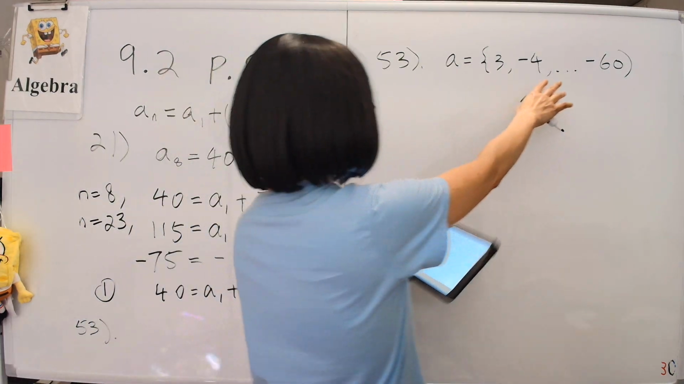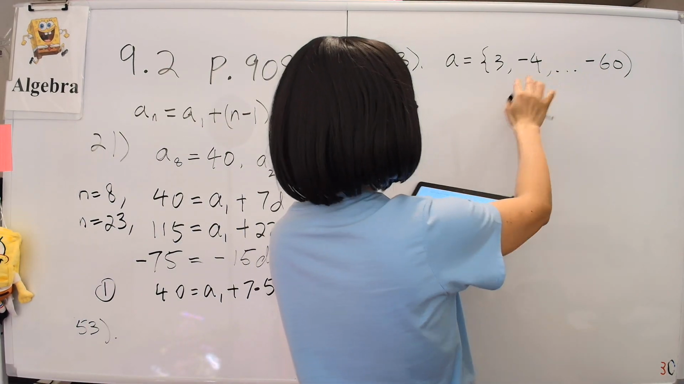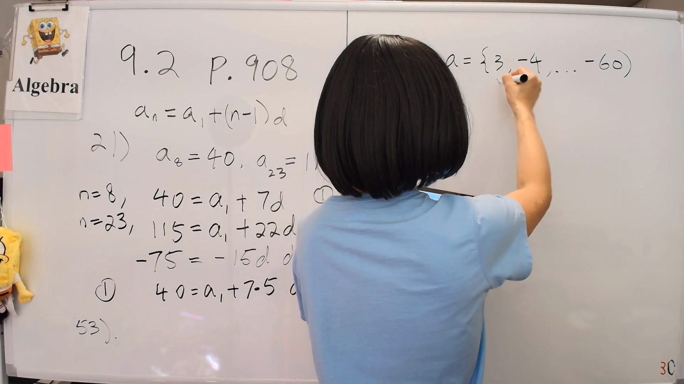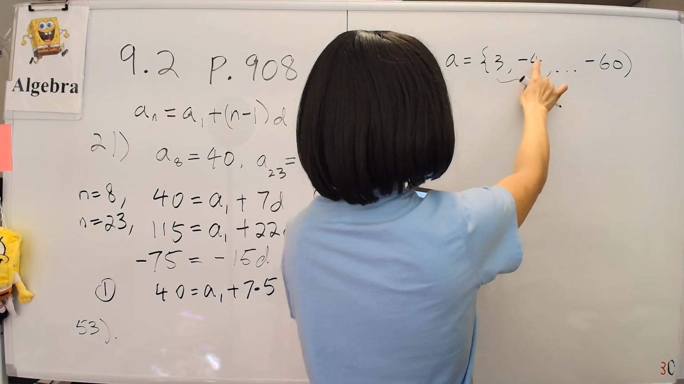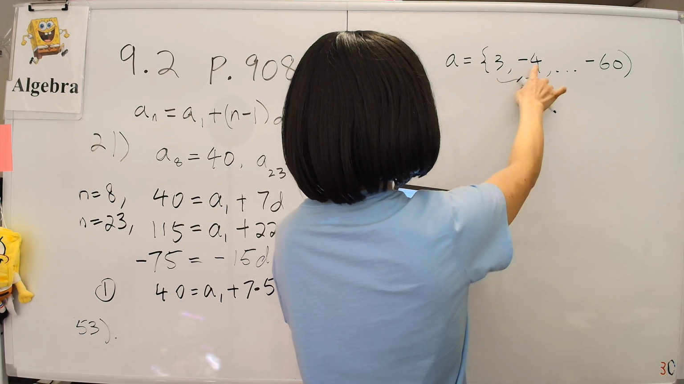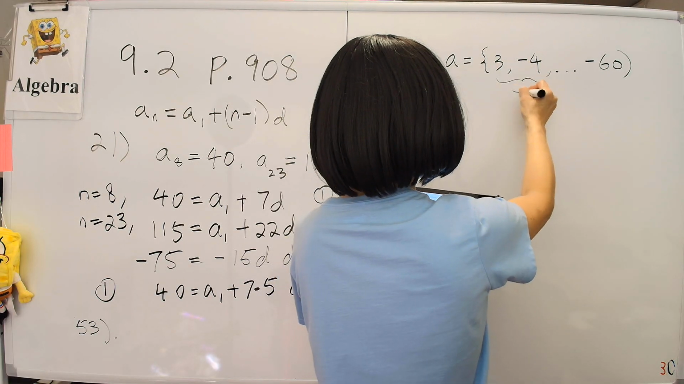Okay, so there's more numbers given, but we don't need it. We only need 2 of them because we need to know what the difference is. The difference is the final minus the initial, which is negative 4 minus 3. So the difference is negative 7.